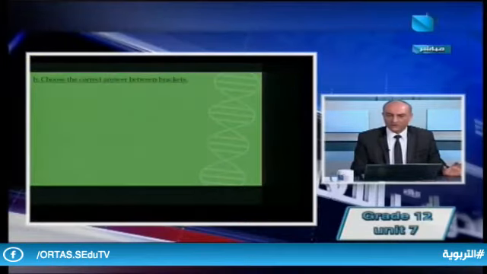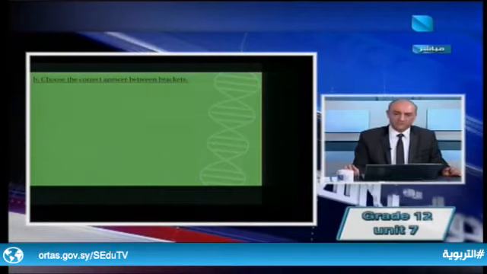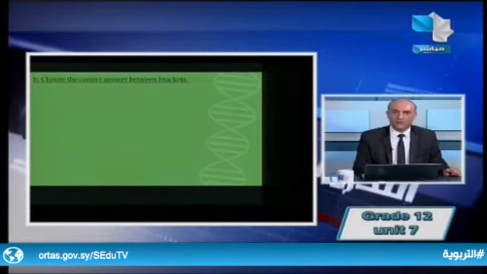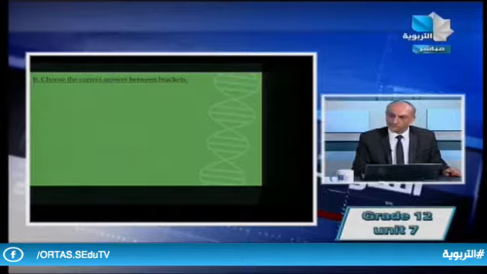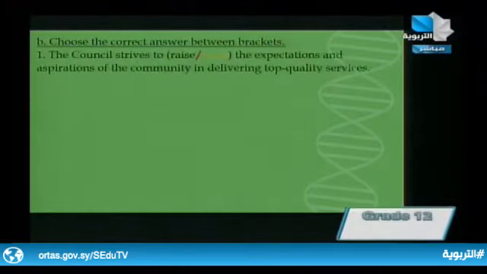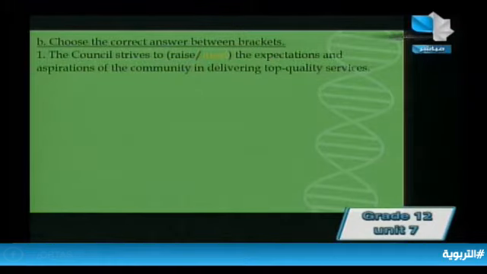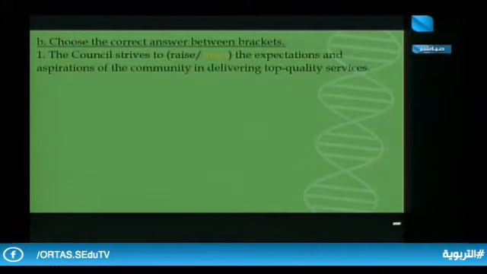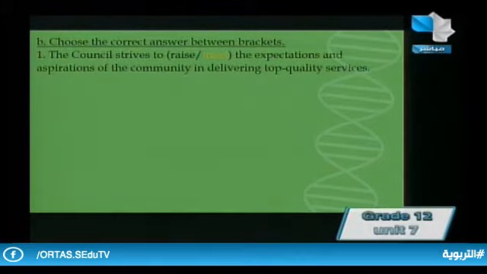I think now we have exercise B. Miss Lucia, please. Here we've got another way of asking the students about the new vocabs in the unit. Choose the correct answer between brackets. Number 1, the council strives to raise or meet the expectations and aspirations of the community in delivering top quality services. The correct answer here is meet, because we've learned before that meet expectations means meeting the expectation of someone.